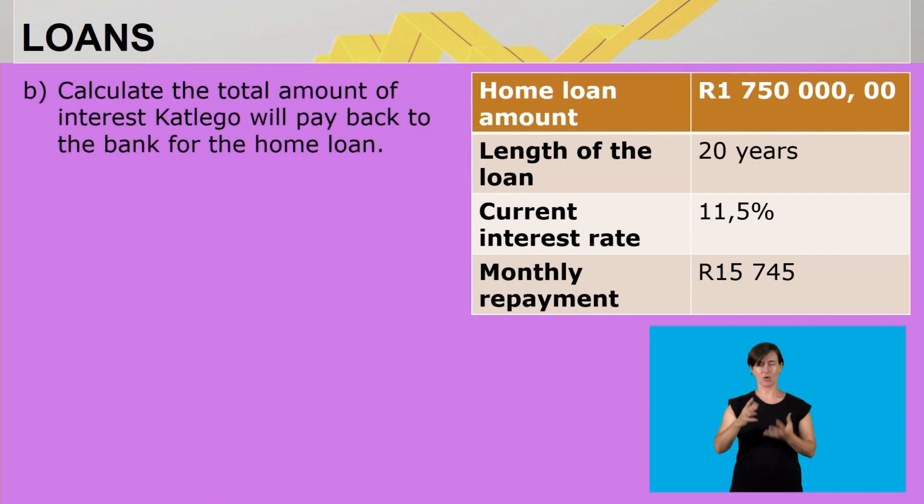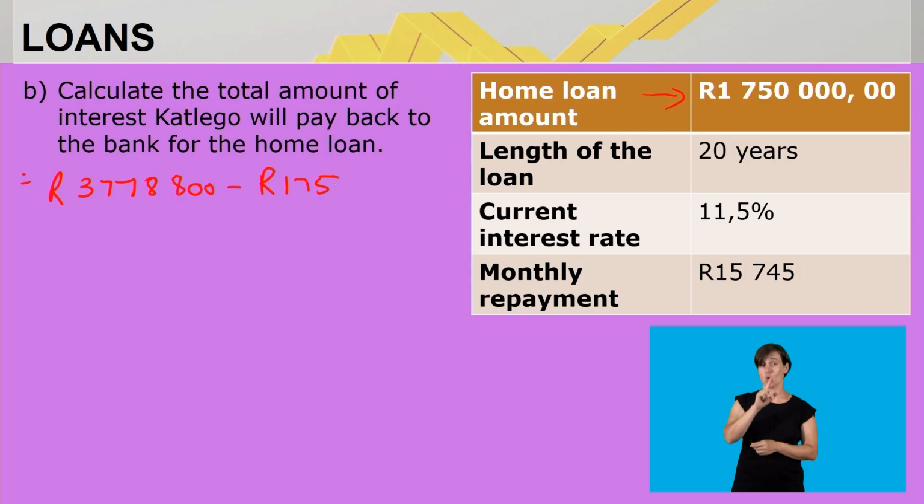Okay, so let's look at our next question. It says calculate the total amount of interest that Katleo will pay back to the bank for this home loan. All right, remember now this is what he is borrowing. But we just calculated that Katleo will need to pay back 3,778,800 rand. Okay, so what will I do now? I'll take the total amount to be paid back, the 3,778,800 rand, minus the loan, the original amount of 1,750,000 rand, to see what he'll pay back as interest. Right, this is what we are calculating now.